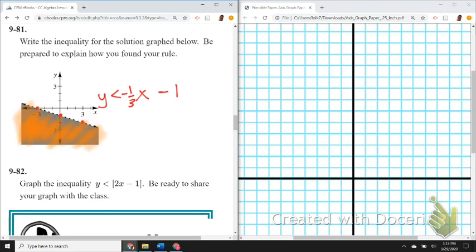Okay, so you could have also tested with (0, 0). Just to save some time, I knew that anything below that line is going to be less, so therefore it's just going to be a less than symbol.